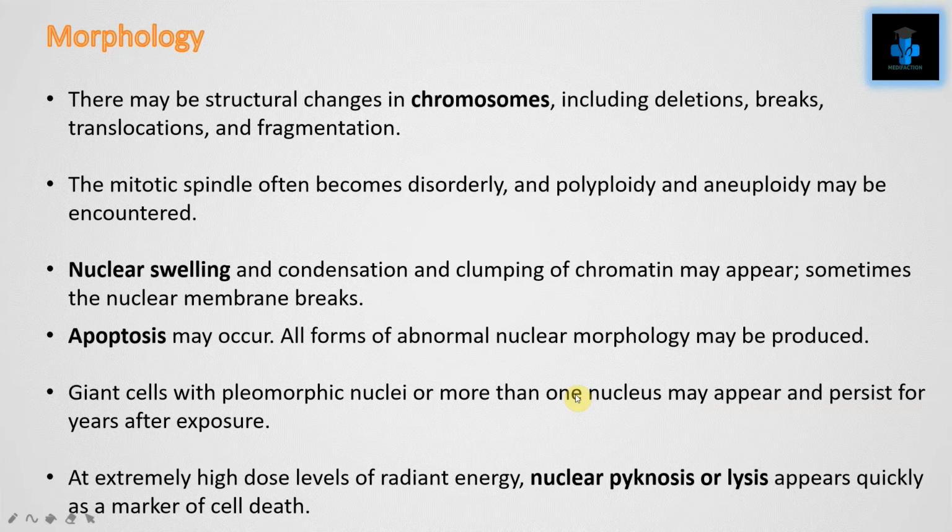Sometimes the nuclear membrane even breaks. Apoptosis or cell death may occur. All forms of abnormal nuclear morphology may be produced. Giant cells with pleomorphic nuclei or more than one nucleus may appear and persist for years after exposure. At extremely high doses of radiant energy, nuclear pycnosis or lysis appears quickly as a marker of cell death.